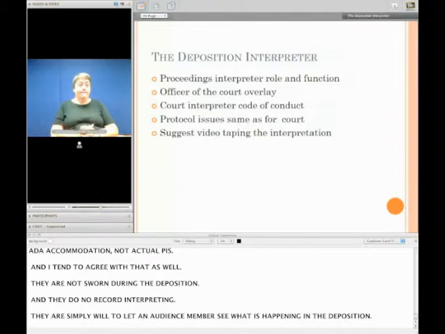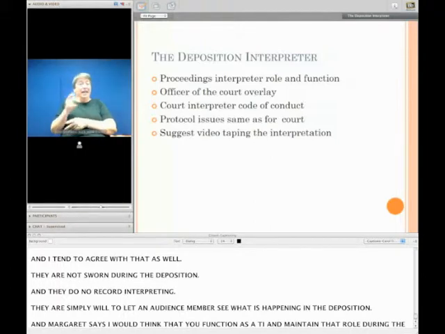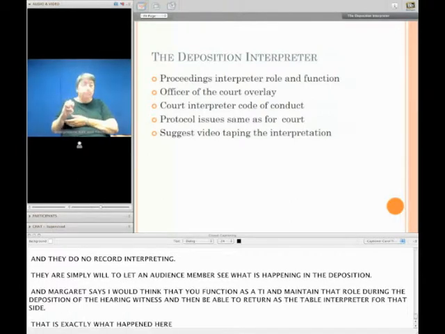And Margaret says, I would think that you function as a TI and maintain that role during the deposition of a hearing witness, and then be able to return as the table interpreter for that side. That's exactly what happened here. Right.